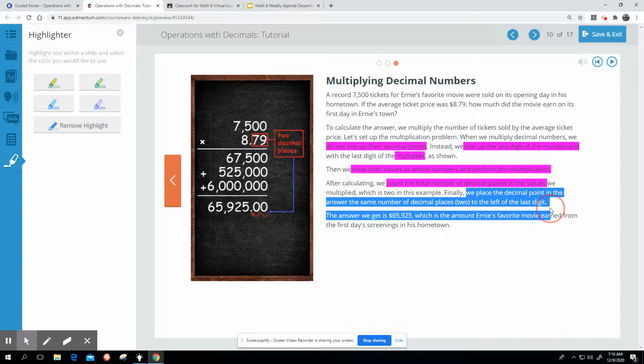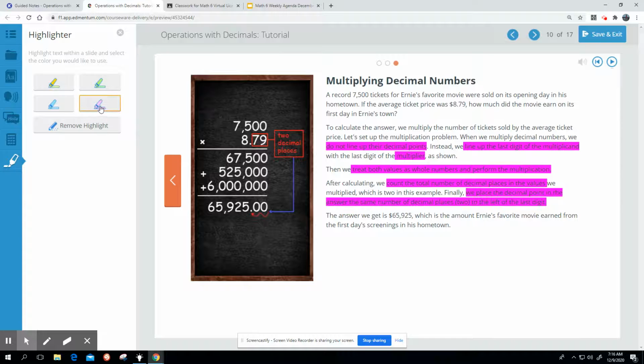Okay, it's very important that we notice that it's very different than adding and subtracting. For adding and subtracting, we line up the decimal point and bring it down. For multiplying, we pretend like the decimal point's not there. We line it up just like we would if those were whole numbers, and we put the decimal point in at the end.